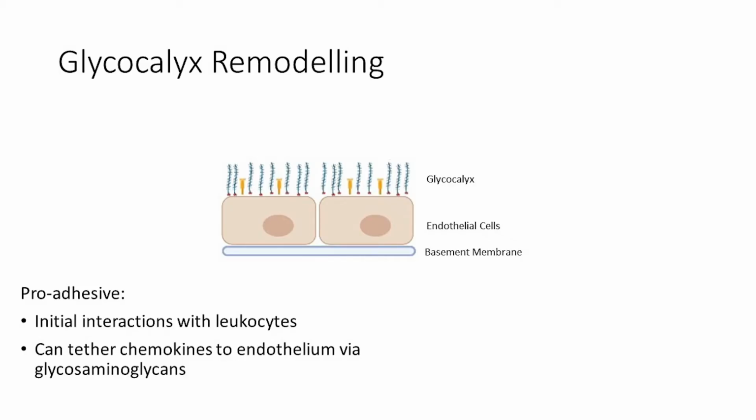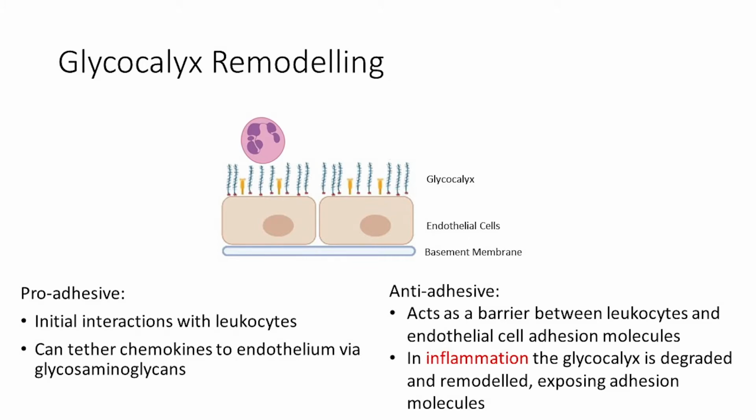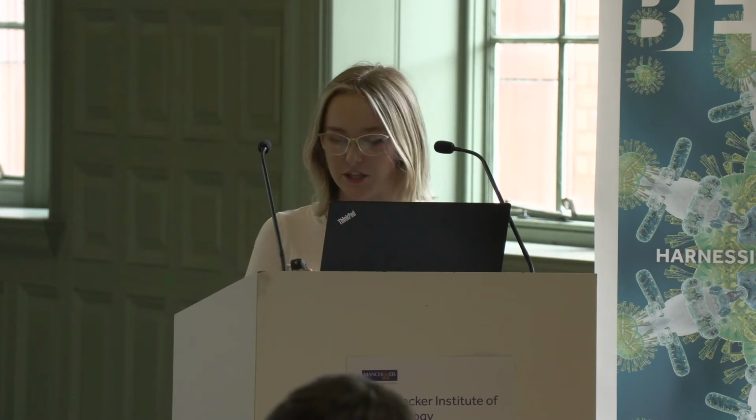In this way, the glycocalyx has been shown to have some form of regulation over leukocyte migration. It has some pro-adhesive effects. Firstly, it can actually mediate some of the initial interactions between leukocytes and the endothelium. In fact, heparan sulfate, which is an important component of the glycocalyx, can bind to L-selectins on leukocytes and mediate some of these important initial interactions which can mediate rolling. It can also tether chemokines to the endothelium via its glycosaminoglycan side chains. And this allows the formation of a chemokine gradient, which can kind of tell the immune cells whereabouts they should be migrating out of the blood vessel and into the tissue.